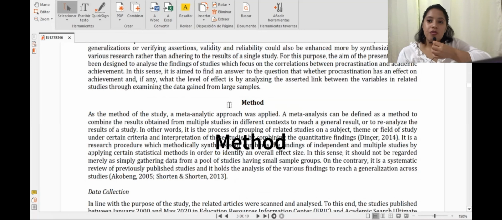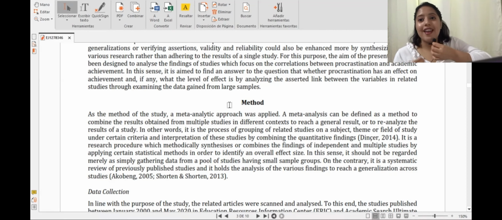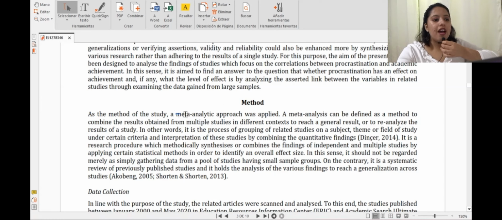Now we have the method. To make an investigation, every author has a method to use and a research tool. On this occasion, the author used a meta-analytic approach. Here, the author even explains what this is about. What is a meta-analysis? It says it can be defined as a method to combine the results obtained from multiple studies. So what the author is going to do is just review or restudy something that has already been studied. So that's why he used this meta-analysis.